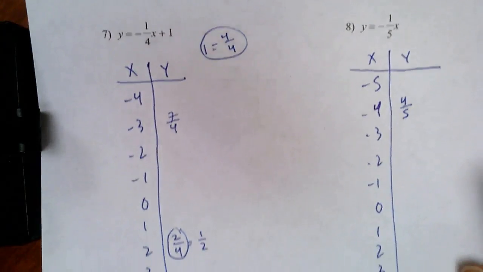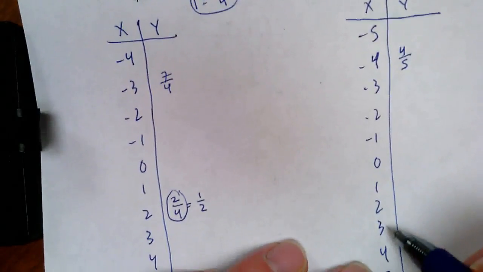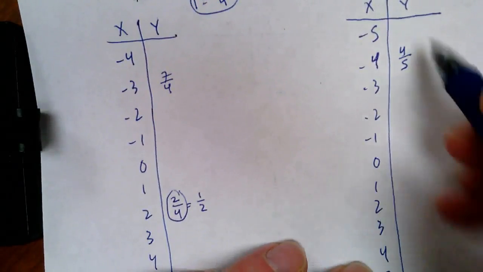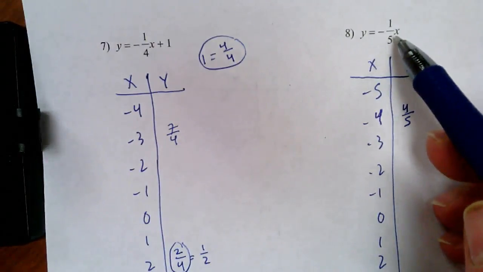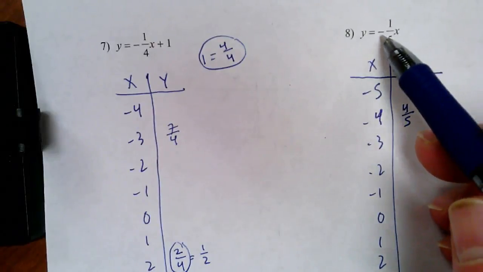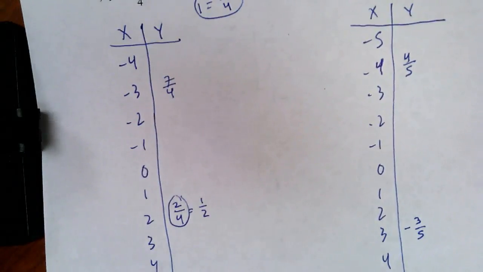4/5. Then down here, say, for example, I'll do the 3. All right, positive 3. Well, if I substitute 3 for x, 1/5 times 3 is just 3/5. And because there's a negative out front, that's a negative 3/5. So down here, negative 3/5. And again, you should see a pattern shape up here. Then we're going to go ahead and plot our points. I'll get some graph paper.